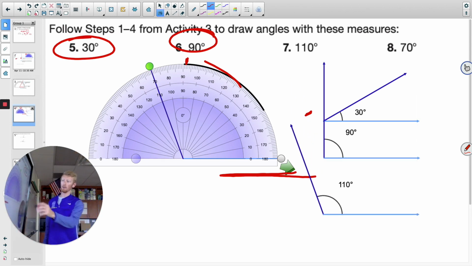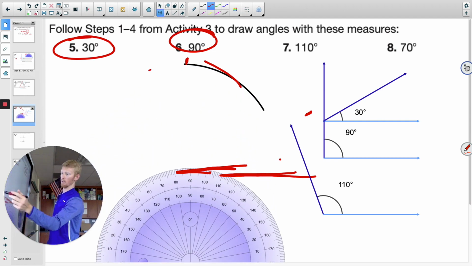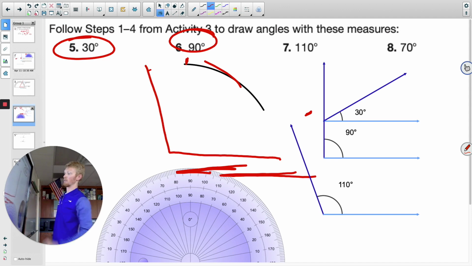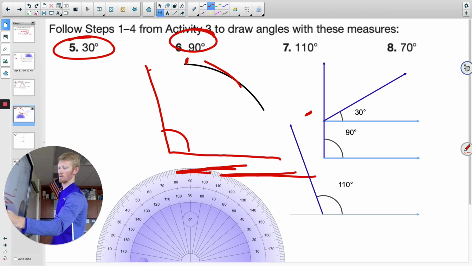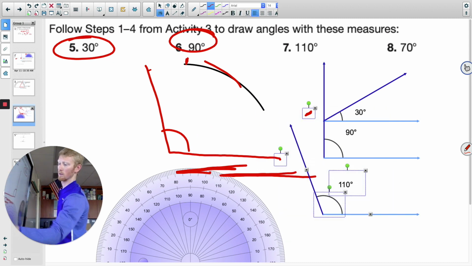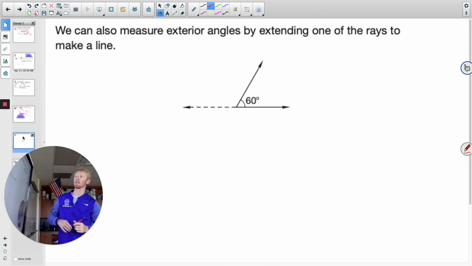All right? If you were drawing it, you'd draw it at the 0, make a little dot here, a dot here, and then a dot at the 110. And then you'd have to connect those points like that, 110 degrees. And it lines up pretty nicely.